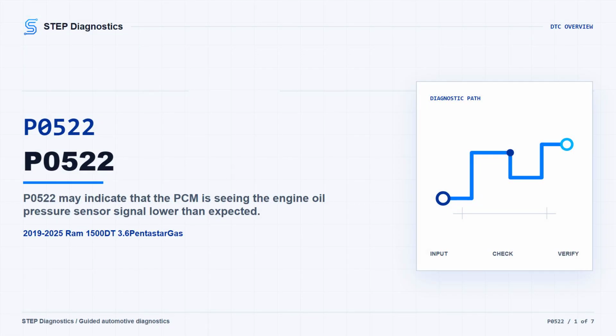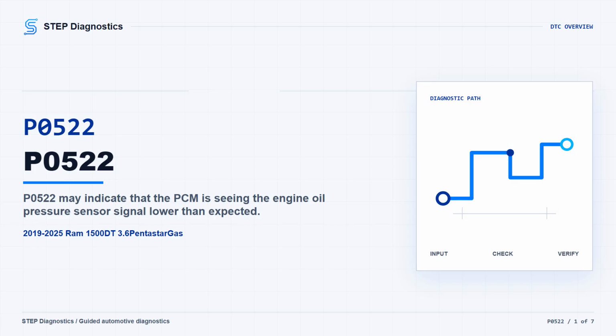On this RAM 1500 with the 3.6 Pentastar, P0522 is an engine oil pressure sensor circuit low code. In plain terms, the PCM may be seeing the oil pressure sensor signal pulled lower than expected. The driver may only notice the MIL, and the fault area can be the sensor circuit, the 5-volt supply, the sensor ground side, connector integrity, or the sensor itself.